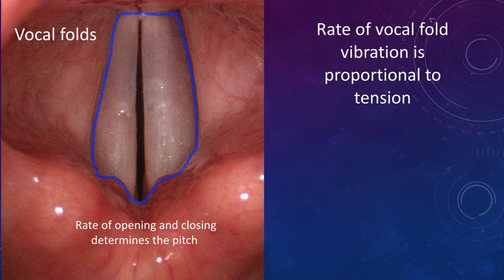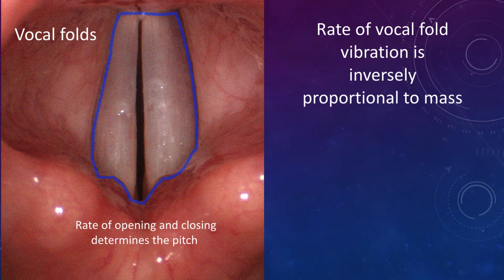It's directly proportional to the tension of the vocal folds. More tension results in a higher pitch. Males putting a lot of tension on their vocal folds can sing in a high-pitched tone, which is called falsetto.